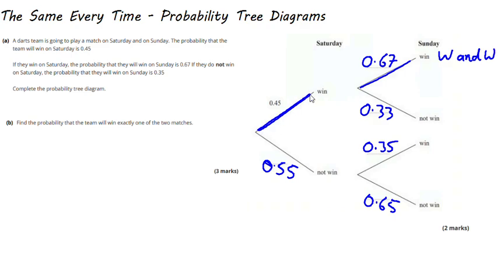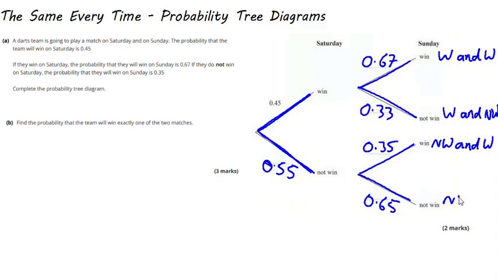Then we can go that way, so that will be win and not win. Then we could go this way, then this way, so that's not win and win, so not win on Saturday, win on Sunday. Then that way, would be not win and not win. So I've organized my thinking, I have all my options written down, and I'm ready to answer the next part of the question.